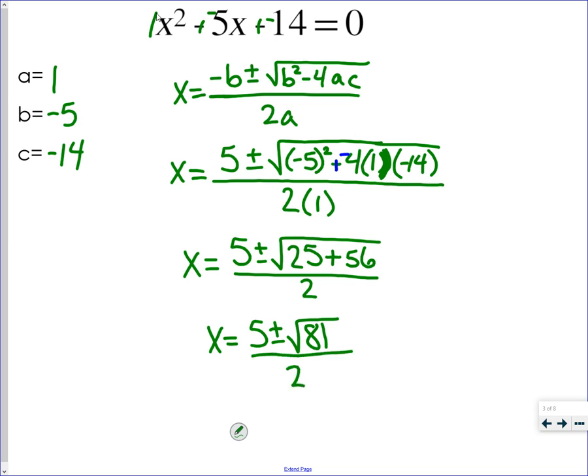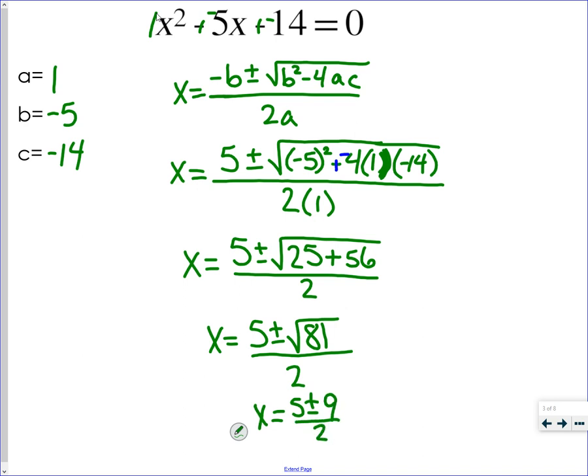But we know the square root of 81. That's just 9. The reason for the plus or minus after the 5 is because the square root of 81 is really 9 or negative 9. Because 9 times 9 is 81. Negative 9 times negative 9, also 81. So I'm going to have x equals 5 plus or minus 9 all over 2.